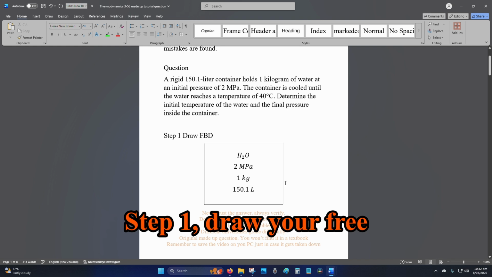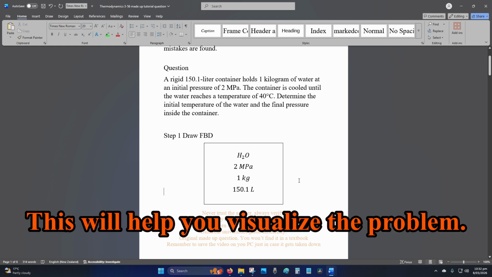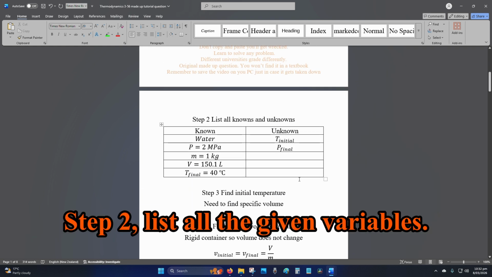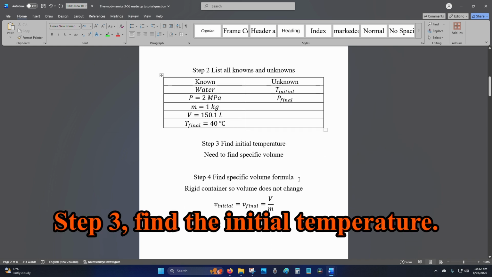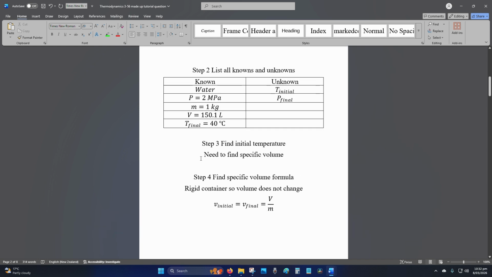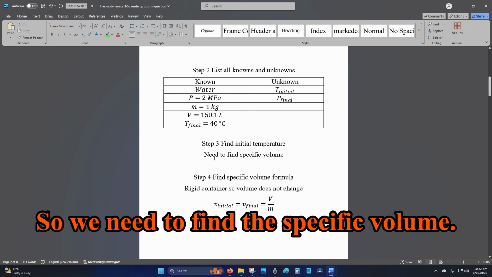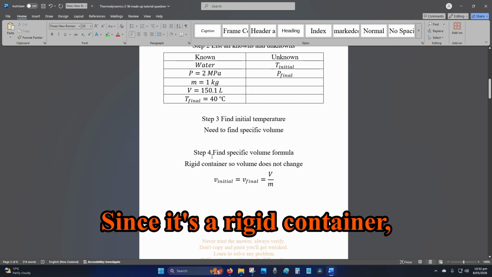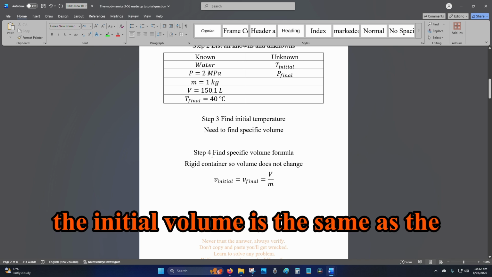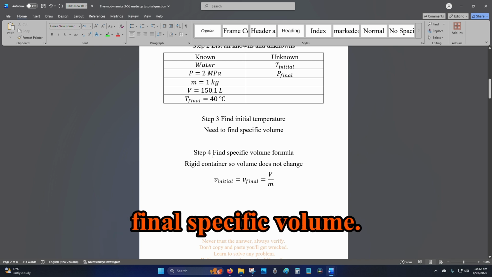Step 1, draw your free body diagram, your FBD. This will help you visualize the problem. Step 2, list all the given variables, find the unknown. Step 3, find the initial temperature. So we need to find the specific volume. Since it's a rigid container, the initial specific volume is the same as the final specific volume.